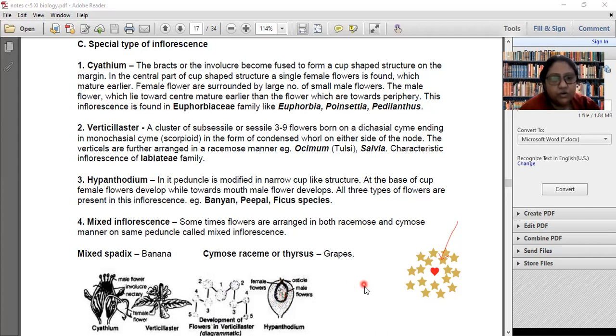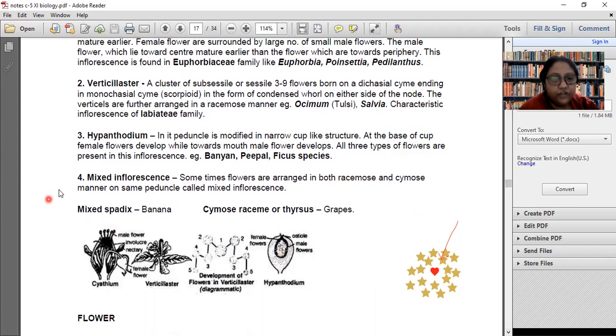Okay, so there can be mixed inflorescences also. For example, in case of banana, there can be cymose and racemose. These are all examples of mixed inflorescence where partially cymose, partially racemose inflorescence is observed.